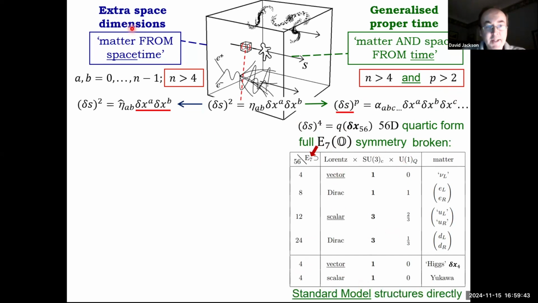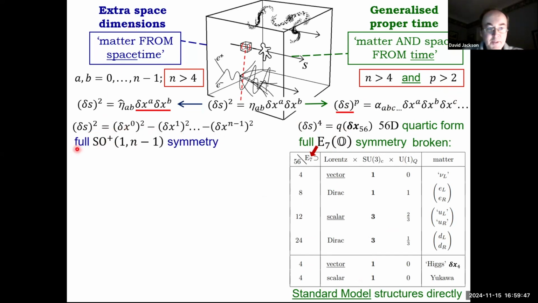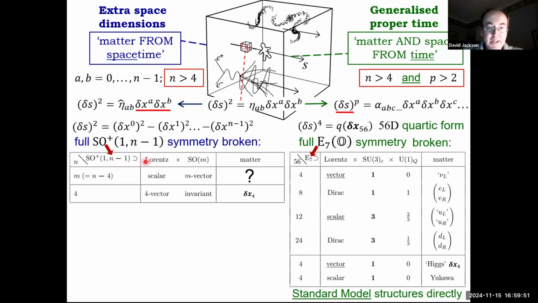Now, on the side of extraspatial dimensions, we could have done a similar thing, where we have this high dimensional form of space-time with this larger symmetry, and we could have broken the symmetry in just the same way by pulling out a Lorentz group. And this would give us matter fields that look like scalar terms that transform as an M vector under SO(M). So this looks nothing like the standard model. That's why generalizing proper time works better for the standard model.